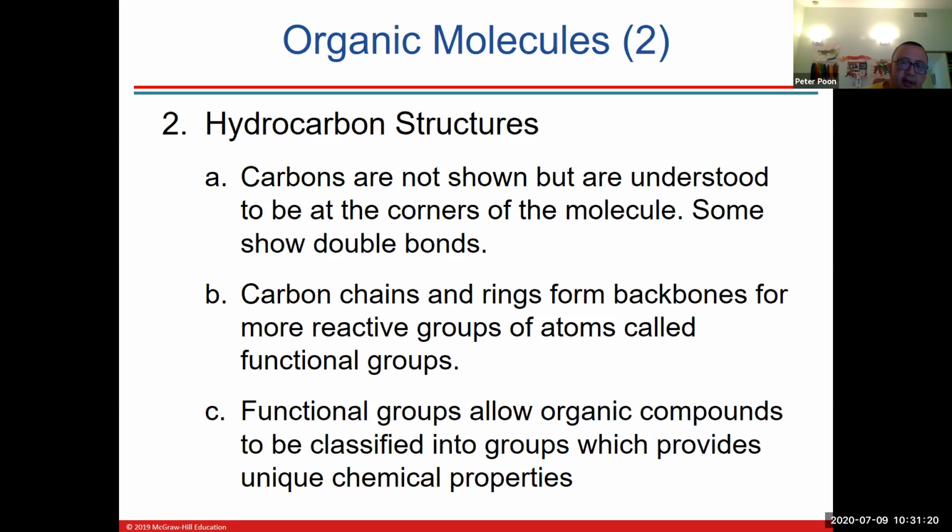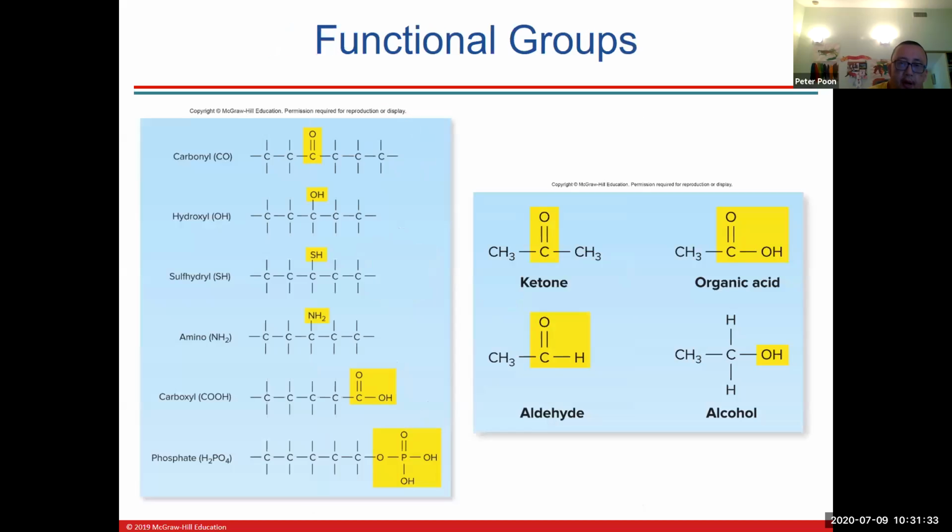Carbon chains and rings form the backbone for more reactive groups of atoms called functional groups. Functional groups have a function, and we'll go over the important ones. This C double bonded to an O is called a carbonyl group. You can see the carbonyl group in ketones, and you can see the carbonyl group in aldehydes, and organic acids.